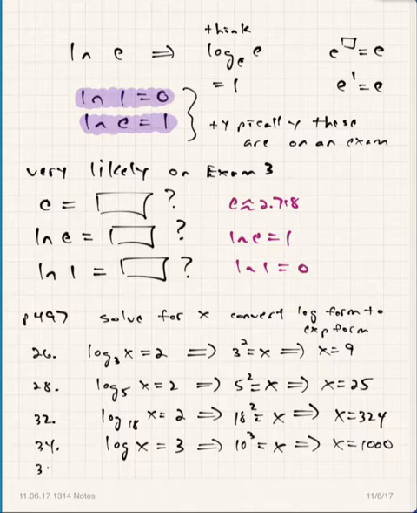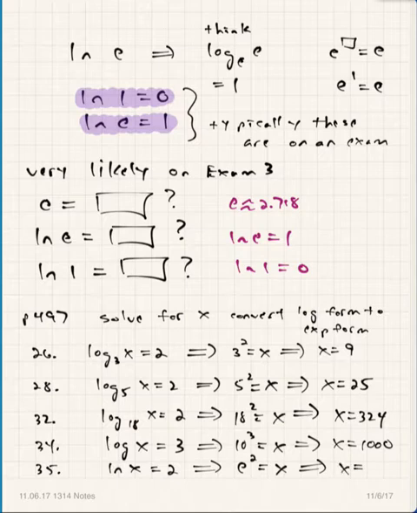Let's see. This is problem number 35. Natural log of x is equal to 2. So natural log of x is equal to 2 in exponential form. That's a natural log, so the base is e. So this would be e to the second power is equal to x. Use a calculator and raise e to the second power, and you get about 7.389. So that's approximately 7.389.